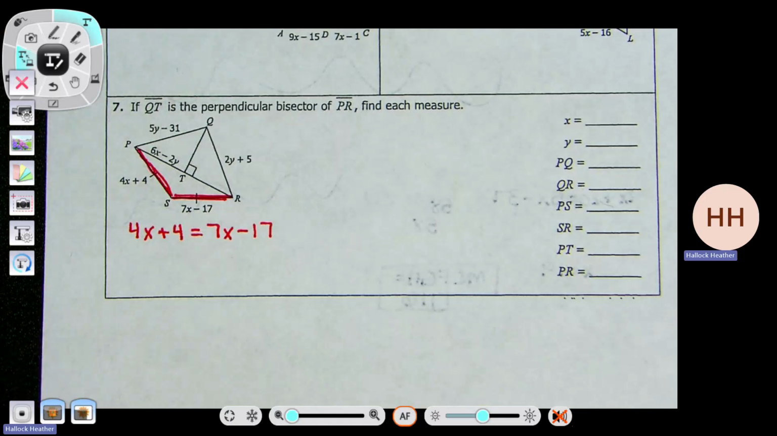Okay, so start by finding X. Easy peasy. And then try to figure out which 2 equations would make Y equal to each other.